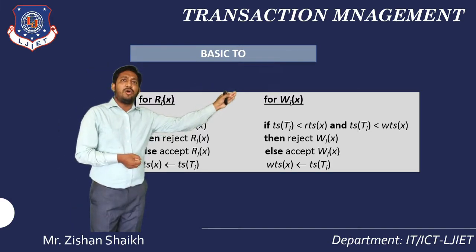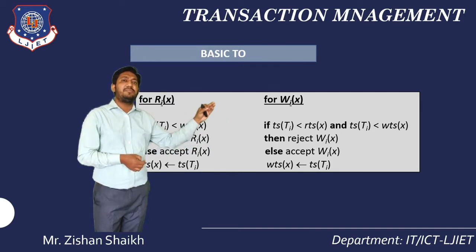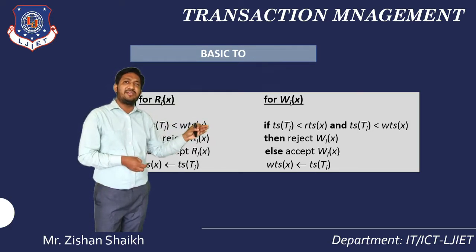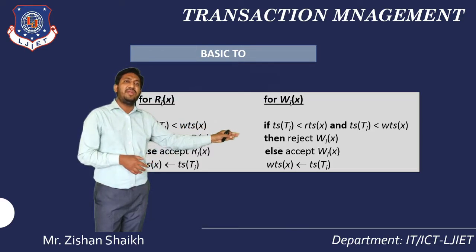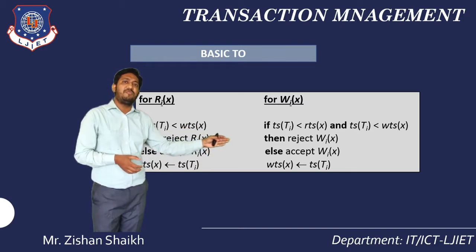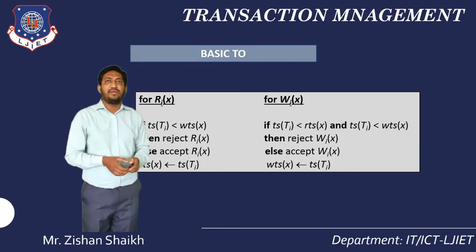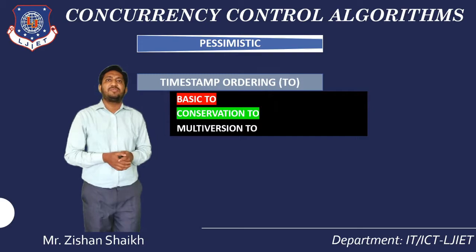For the writing of any operation, we have to check this condition. If the timestamp of Ti is less than the read timestamp of X, or the timestamp of Ti is less than the write timestamp of X, then it is rejected, because the timestamp value is larger and does not satisfy this condition. Otherwise, it is accepted, and the updated timestamp is assigned to that operation. This is the basic TO algorithm and the concept of timestamp ordering.